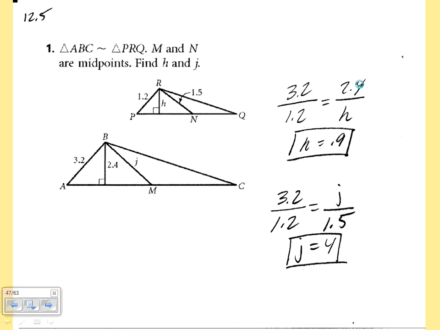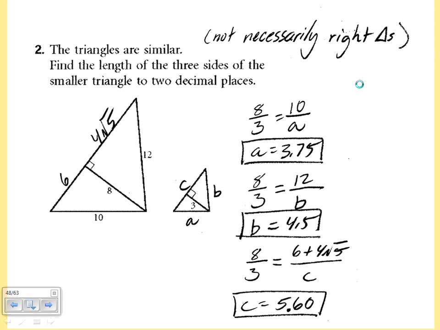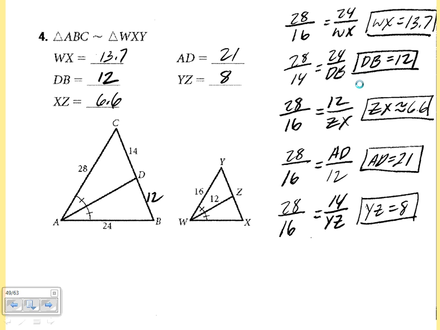Okay, for those who were able to get it, for number 1, I got h equals 0.9 and j equals 4. You might have set the proportion differently, but you still should have gotten these answers. Are there any questions on number 1? All right, for number 2, you didn't have to do, so we'll skip that. For number 4, for WX, I got 13.7. DB, I got 12. XZ is 6.6. AD is 21. YZ is 8.